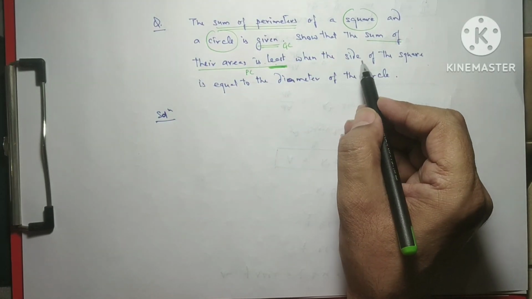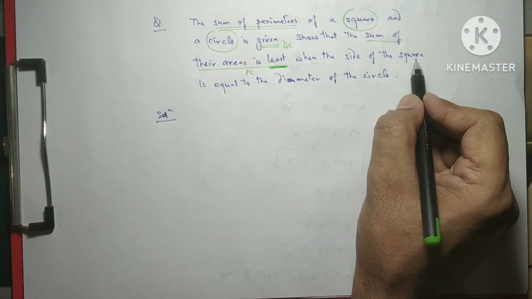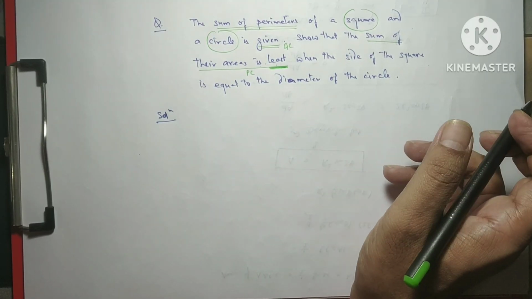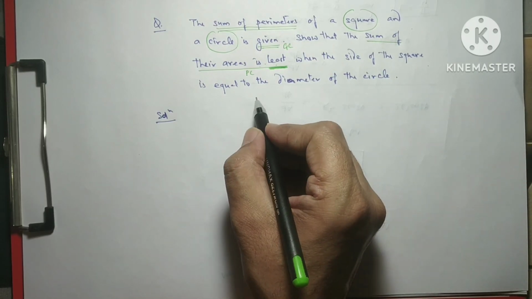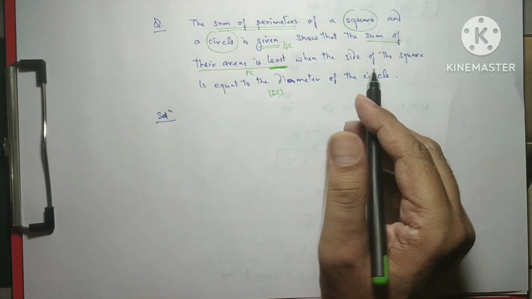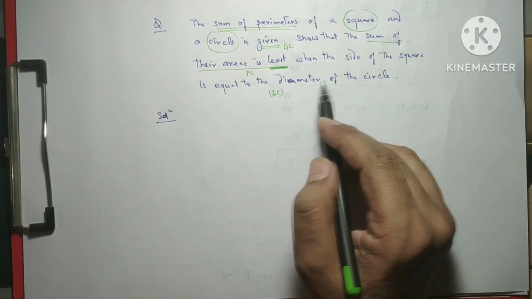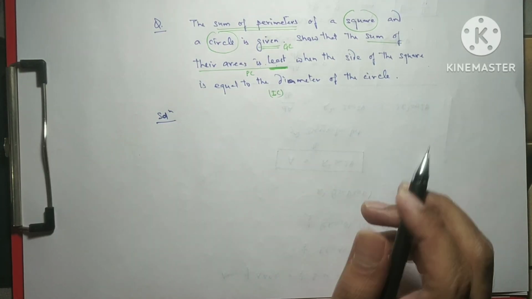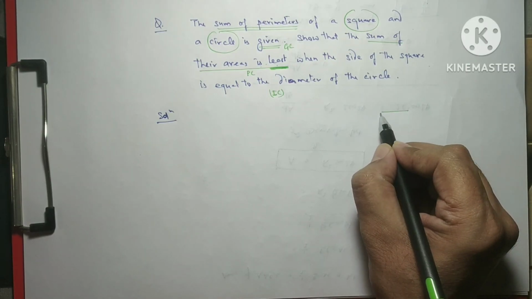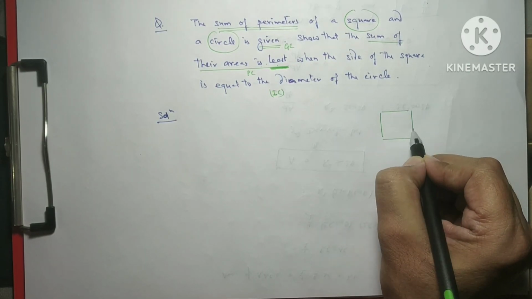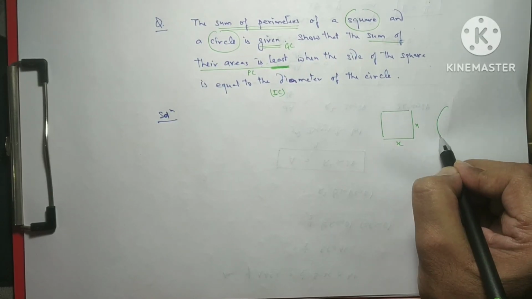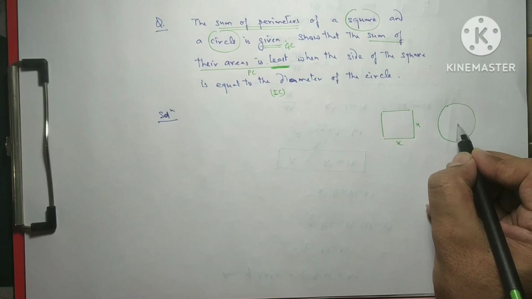And now we want to show this: the side of a square is equal to the diameter of the circle. So the side of a square is the intermediate condition, in which we will prove that the side of a square is equal to the diameter of the circle. So first we will consider two figures. One is a square, and let us consider the side of the square is x, and one is a circle whose radius is y.